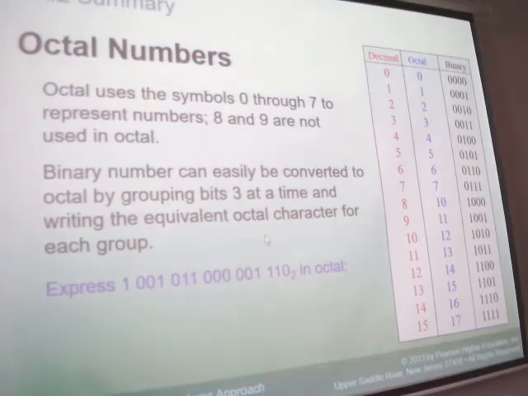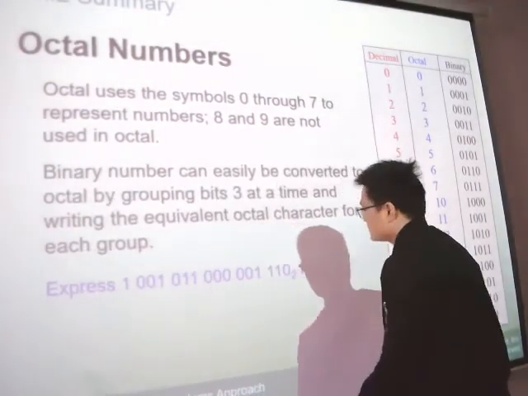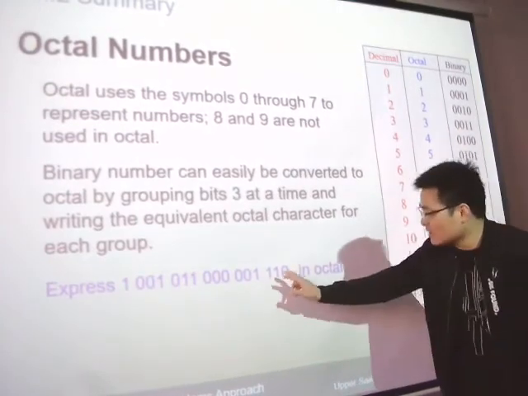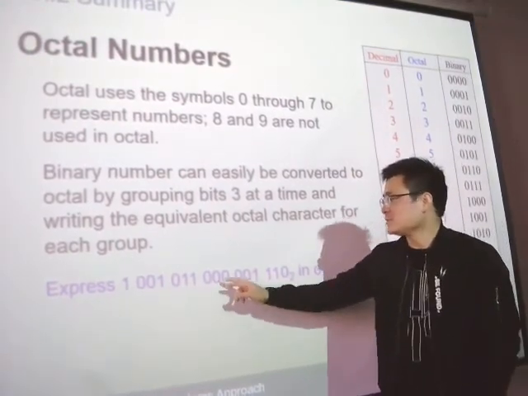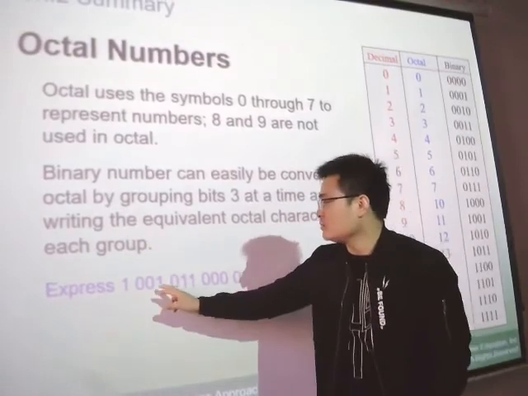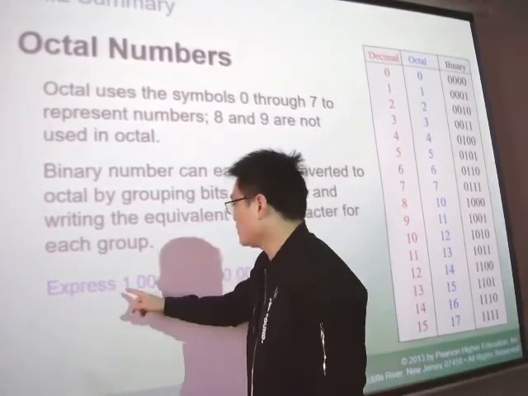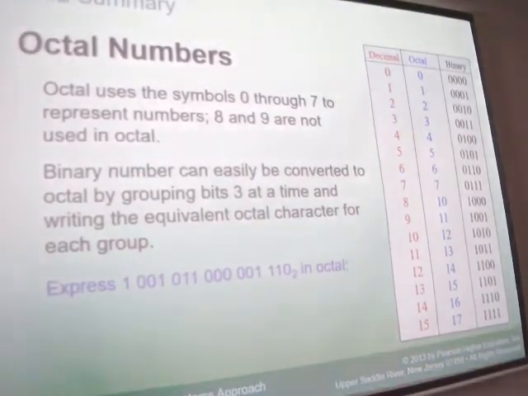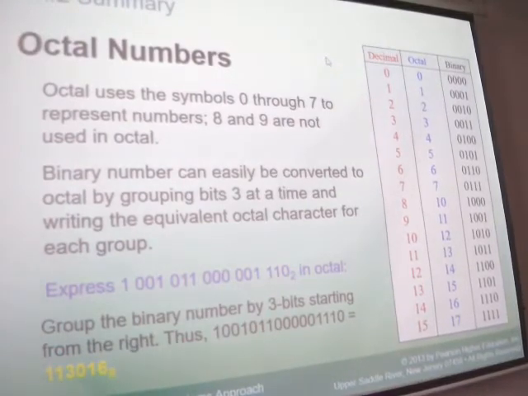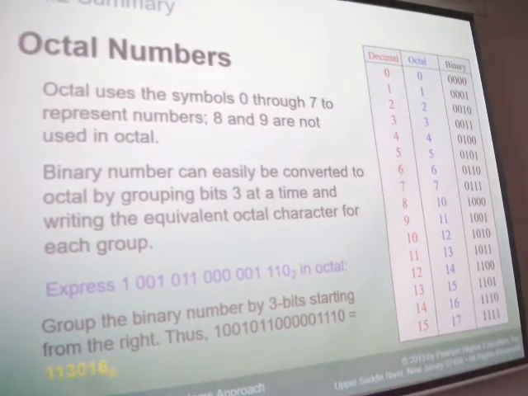Then we group the number 3 bits at a time. 2 plus 1 is 3, 4 plus 2 equals 6. We can add 2 zeros to the left. Okay. 1 1 3 0 1 6. Yes. So 1 1 3 0 1 6. This is the answer.